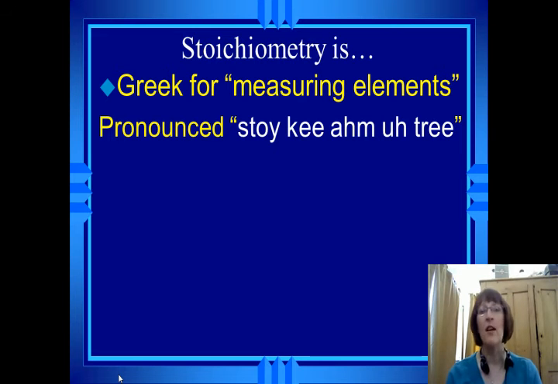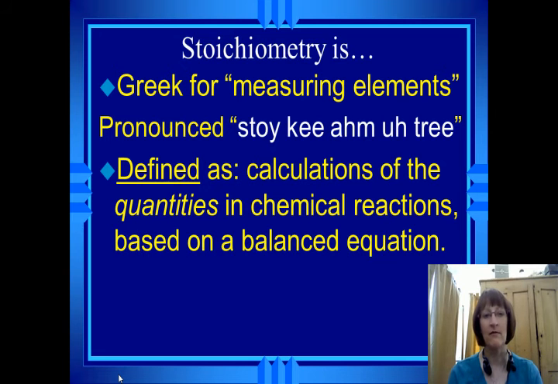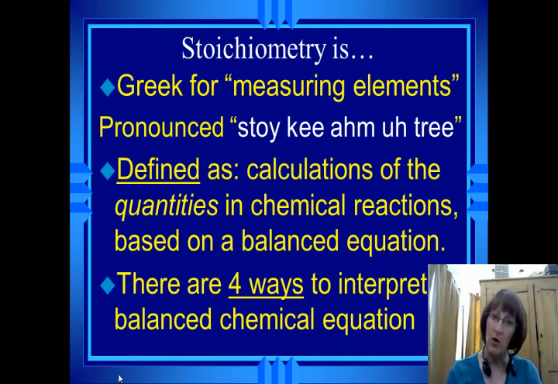It's Greek for measuring elements, and it's pronounced stoichiometry. Stoichiometry. Say that 3 times really fast. It's defined as the calculations of the quantities in chemical reactions based on a balanced equation. Quantities. So this is where we really heavily start a lot of the calculations in pre-AP chemistry, and it's not going away from here. There are 4 ways that you can interpret a balanced chemical equation.